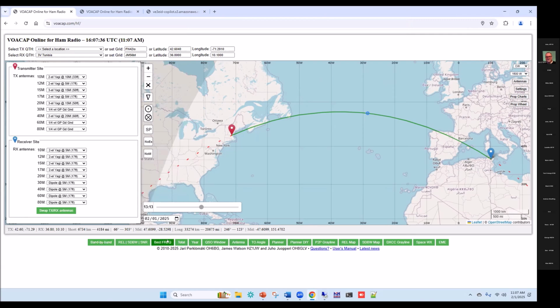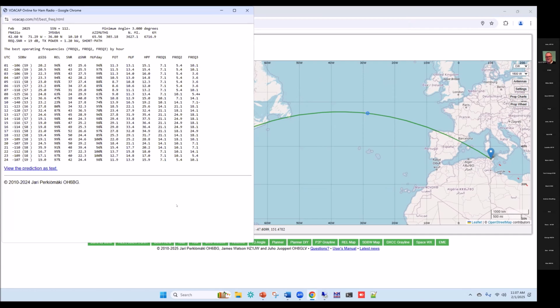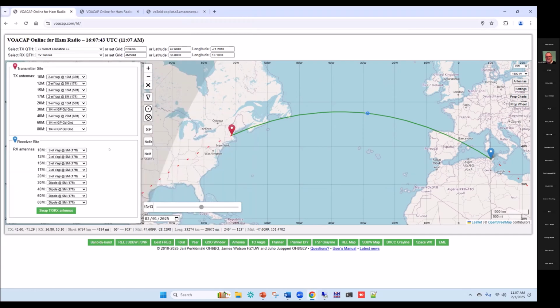Then you have best frequency. But again, remember, this is point to point. So I got it. That's exactly what I was looking for. Yeah, if that's how you do your planning, that's great. I don't do my planning this way. I look at the big picture, time versus zone versus band, and that's how I make decisions.